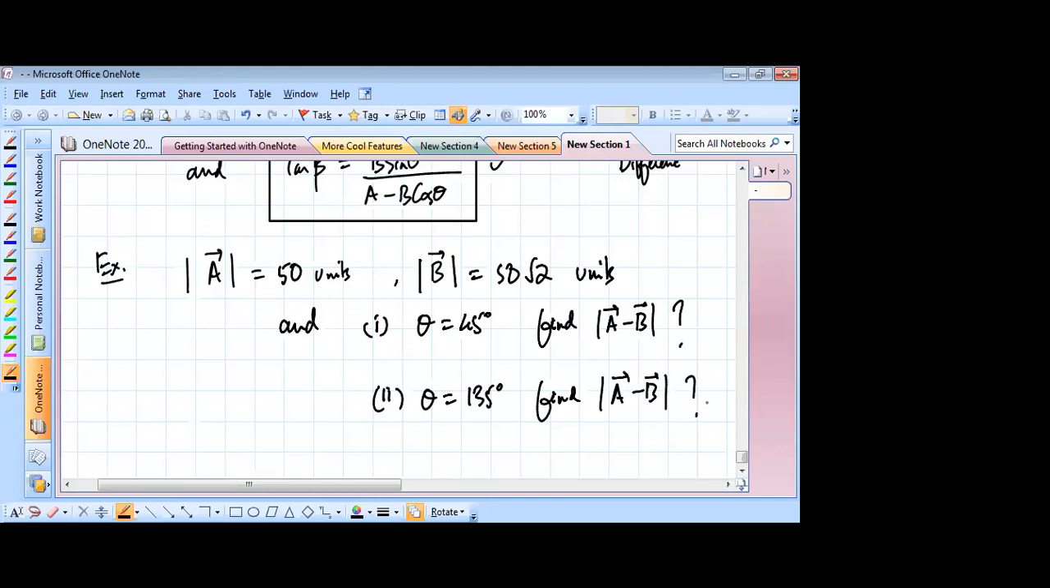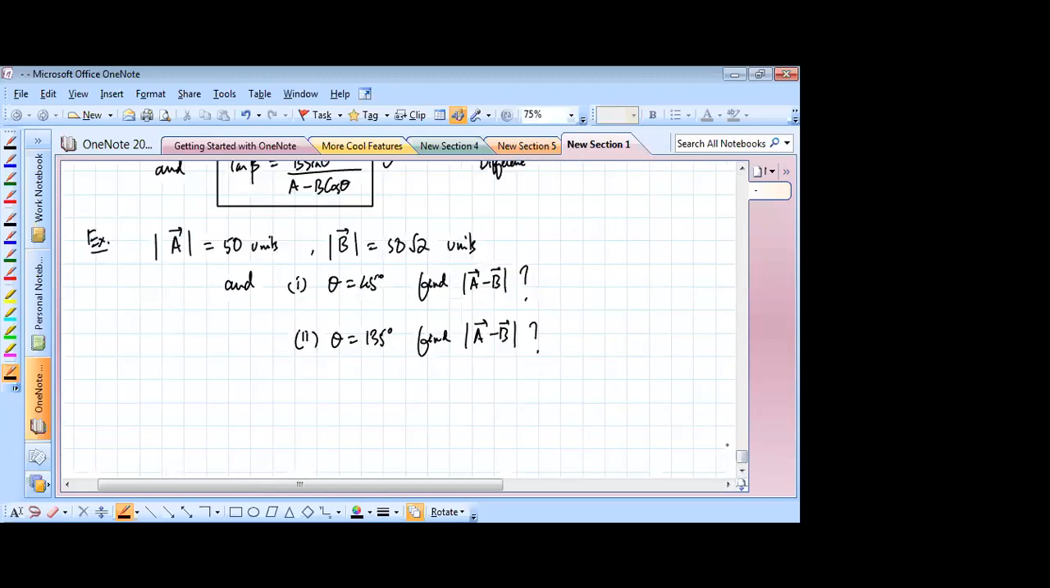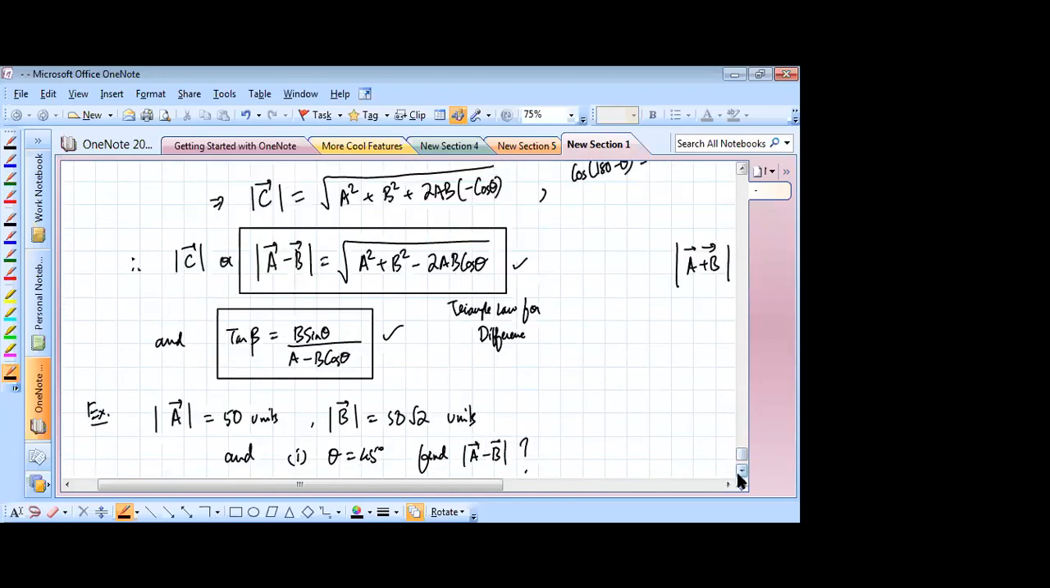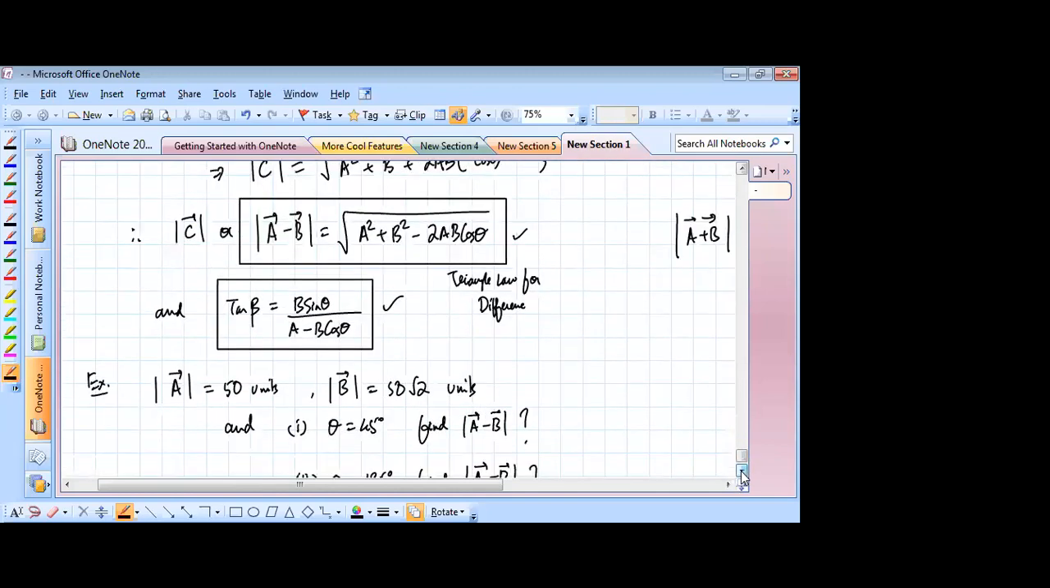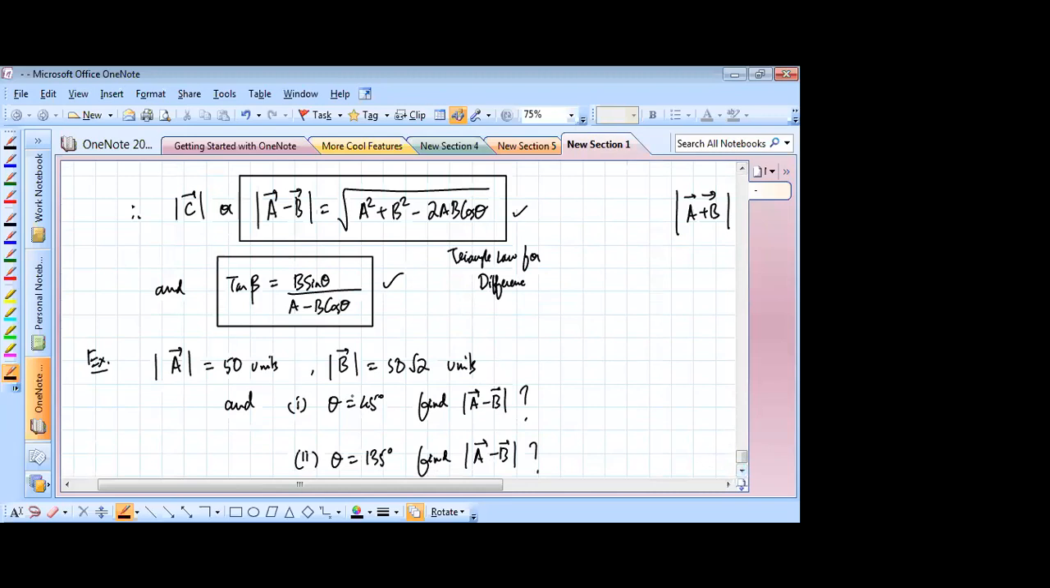So just start by working out this question. So just make use of the above formula for the difference of two vectors. So I'll just minimize this so that you can refer to that formula also. Okay, yeah, this formula now. Okay. And use it for the two separate parts. One part you have to take theta as 135 and one part as 45. For both the cases, the magnitudes are 50 and 50 root 2 respectively.